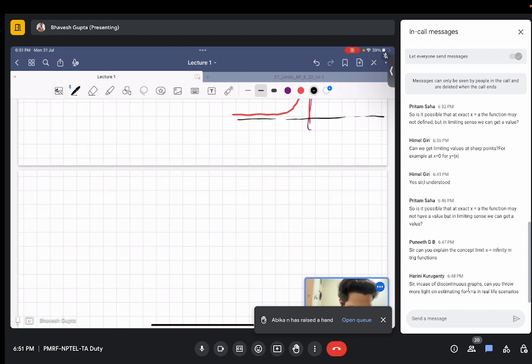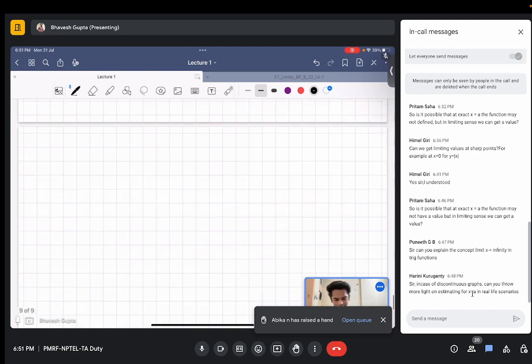Okay, sir, in case of a discontinuous graph, can you throw more light on estimating for x equal to a in real life scenarios? Okay, so I can give you my personal favorite example because I have worked in one of the experiments.